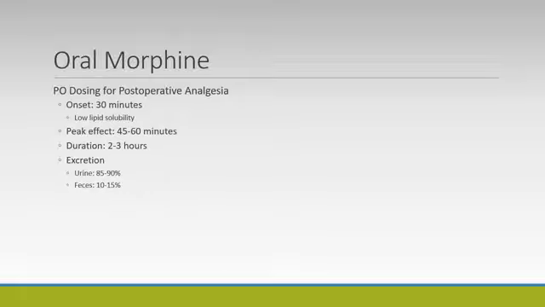If we give this medication PO, oral morphine, the onset's about 30 to 45 minutes. And remember that morphine has a very low lipid solubility, so it's going to take a long time for this drug to take effect. We don't see the peak effect for about 45 to 60 minutes, and it's going to last about 2 to 3 hours. You can see it's primarily excreted in the urine and a little bit in the feces as well.